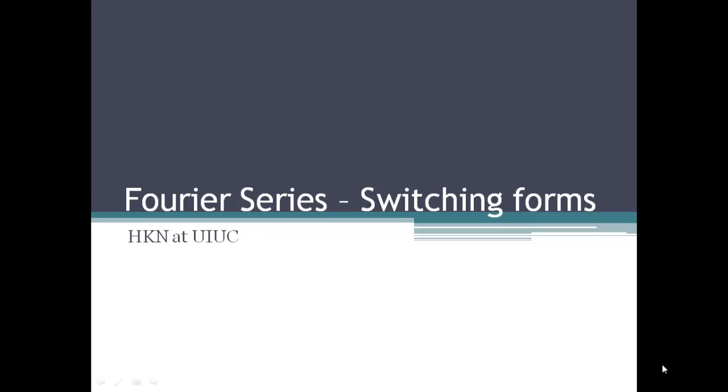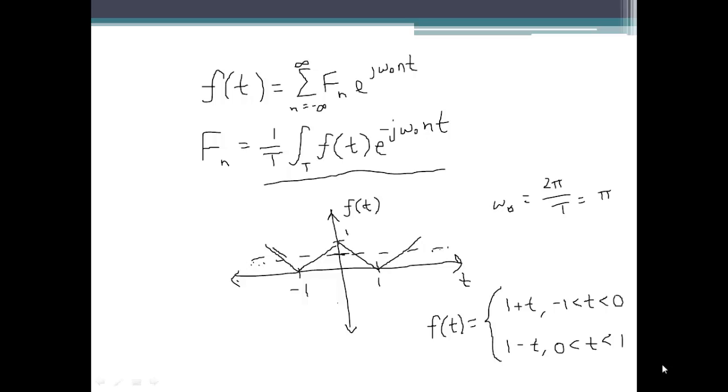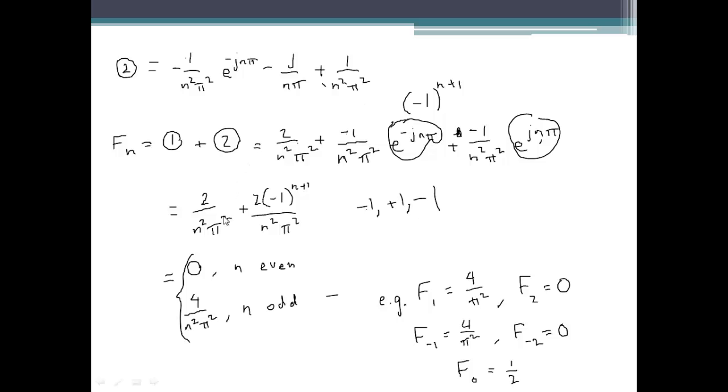So in this video we're going to talk about switching forms in the Fourier series. In the last video we looked at this triangle wave function and we were able to integrate to find the Fourier coefficients for exponential form. Now exponential form is when we have this e to the j omega naught nt. And after doing all the work we were able to find that for even multiples of n it came out to be 0, and for odd multiples of n, we found that it was 4 over n squared pi squared.